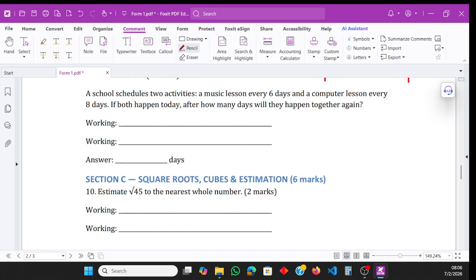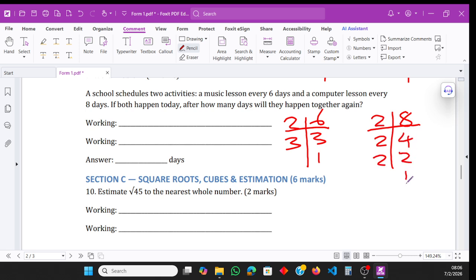I'm now on number 9. A school schedules 2 activities, a music lesson every 6 days and a computer lesson every 8 days. If they both happen today, after how many days will they happen together again? So it's as good as I'm looking for the LCM of 6 and 8. So I'll do prime factorization here. I've got a 6. If I divide it by 2, it gives me 3. I divide it by 3, it gives me 1. Then I do the same for 8. If I divide it by 2, it gives me 4. I divide it by 2, it gives me 2. I divide it by 2, it gives me 1.